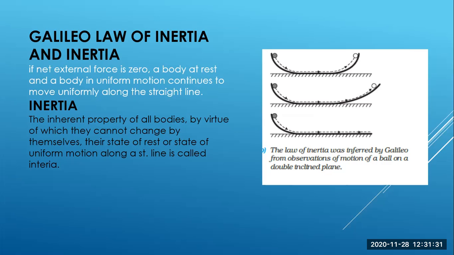So we have inertia of motion, inertia of rest, and inertia of direction also. If a body is going in the same direction, it will continue to move in the same direction unless it is compelled by some force to change its direction. So we have inertia of rest, inertia of motion, and inertia of direction. Okay, students, after having studied all this, now let's study what is linear momentum.